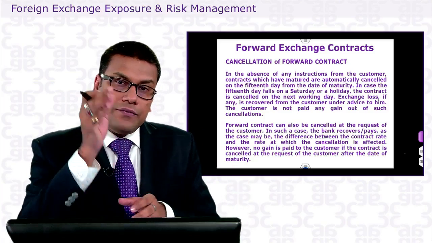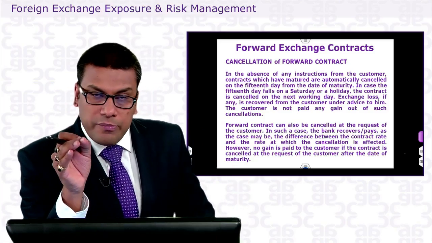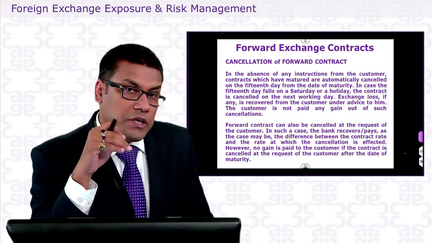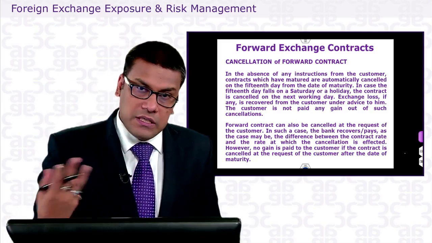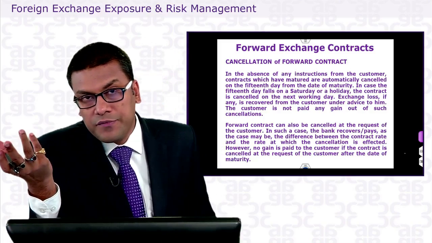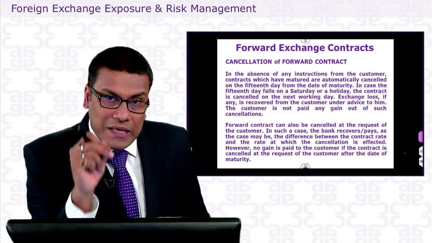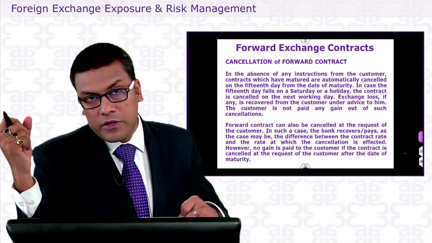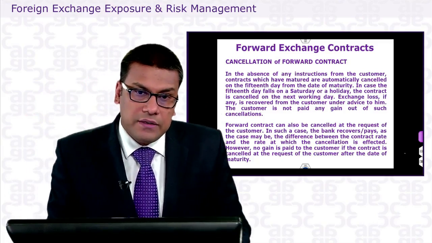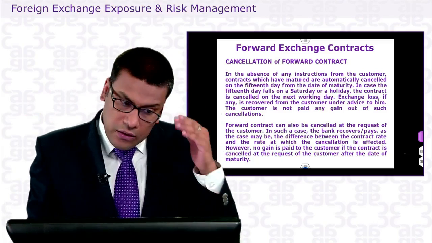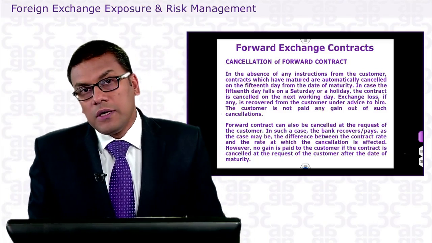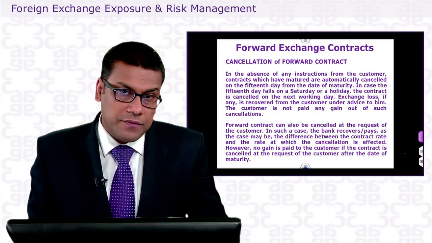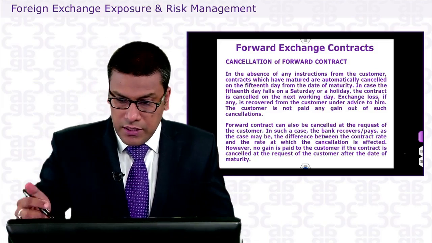So only if a customer approaches a bank before maturity with a request of cancellation do you get a benefit; in either case, the loss has to be borne by the customer. So we are talking of cancellation of a forward contract only if there is a request before maturity. Otherwise the standard pattern is that any contract which has matured, with no instruction from the customer, gets automatically cancelled on the 15th day from the date of maturity. So those things kept aside.